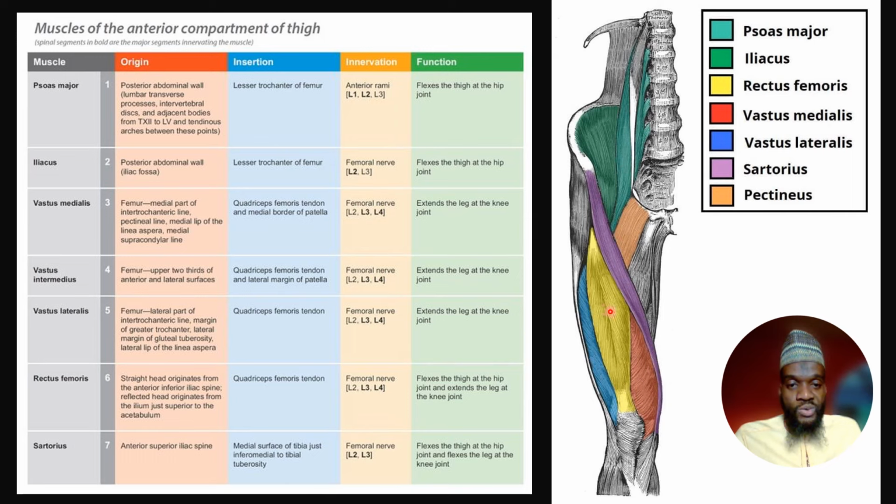And the rectus femoris is arising, the straight head originates from the anterior inferior iliac spine. Here is the anterior superior iliac spine. The anterior inferior iliac spine is around here. So it's the point of origin of the rectus femoris. And then its reflected head originates from the ilium, just superior to the acetabulum of the pelvic bone. And it goes down to also insert into the quadriceps femoris tendon.